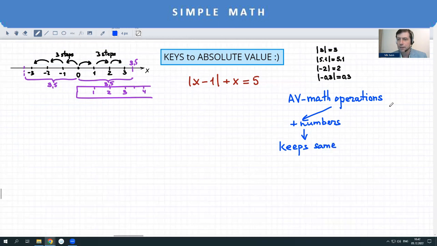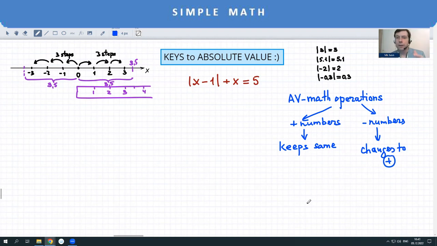Okay? And if it's applied to negative numbers, it changes them to positive. Also we could say that while being applied to negative numbers, it is similar to multiplying by -1. That's it. -5 becomes 5 if I multiply it by -1, yeah?